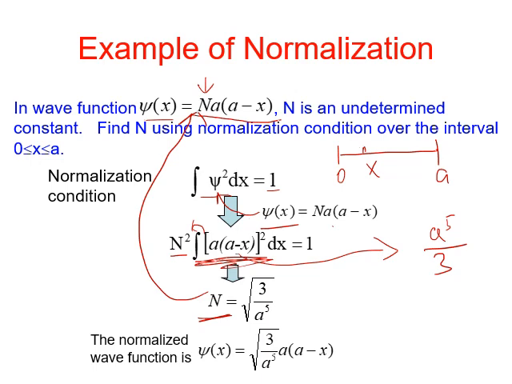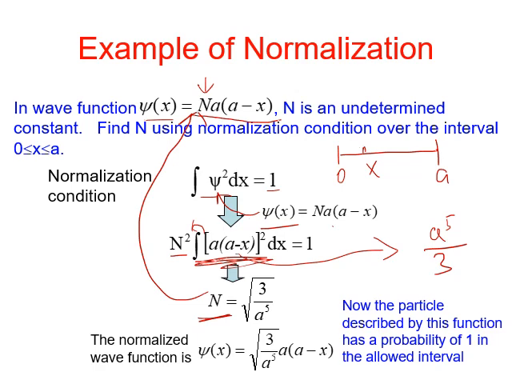The normalized wave function means that the particle described by this function now has a probability of 1 in the whole range.